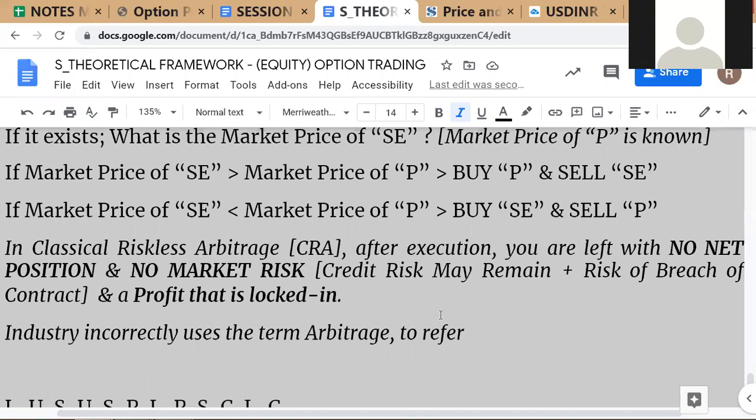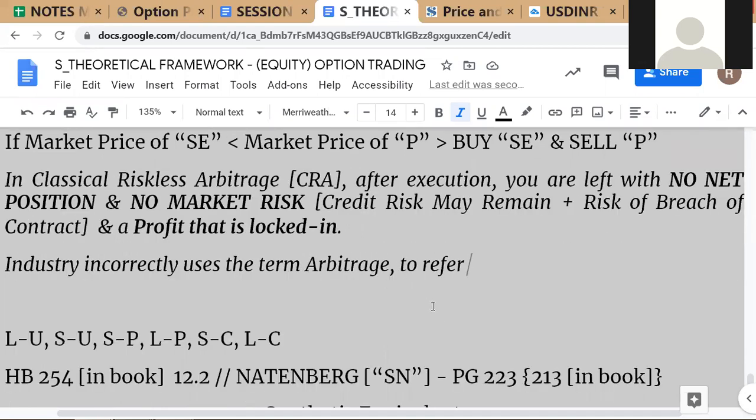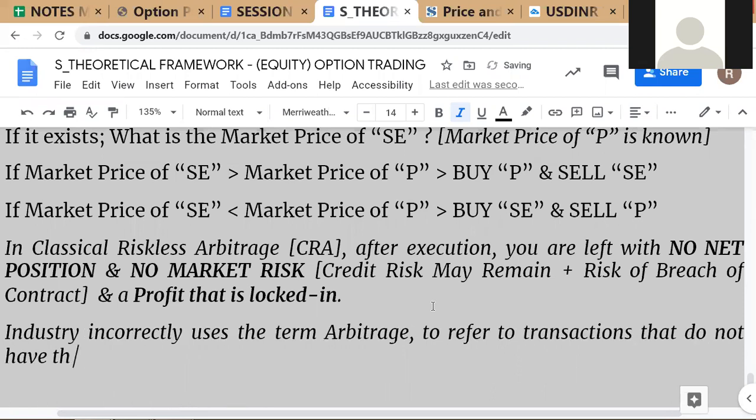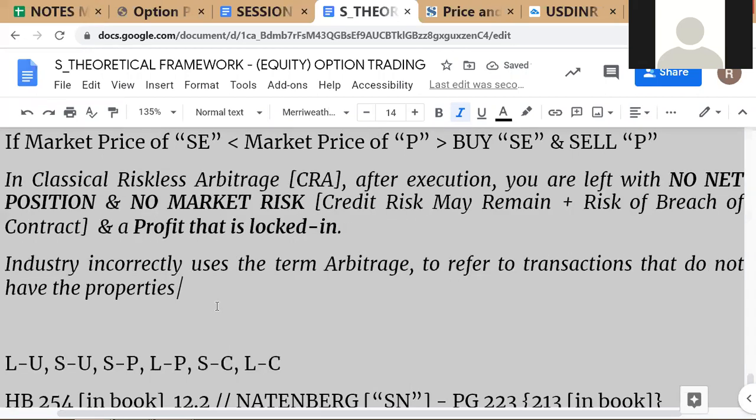So uses the term arbitrage to refer to transactions that do not have the properties of CRA. Okay, properties here does not mean I have some houses in Kampura. Properties here means characteristics.